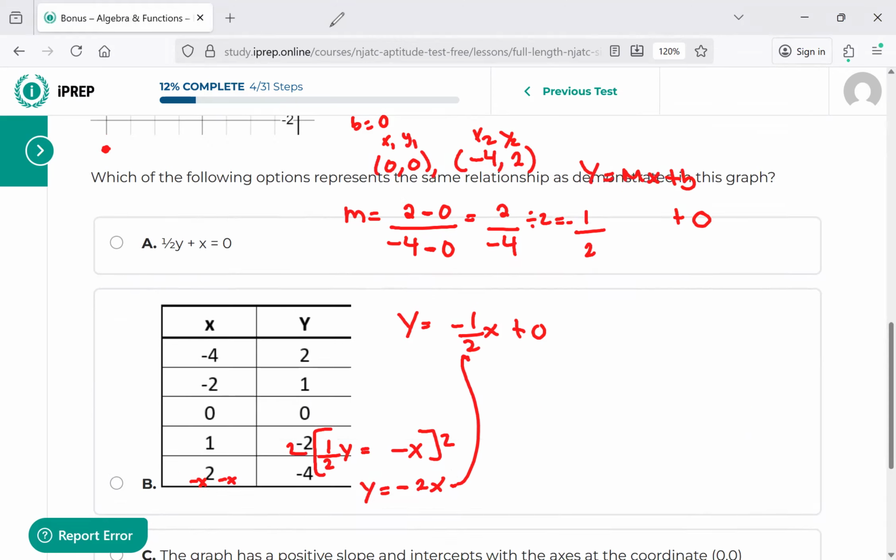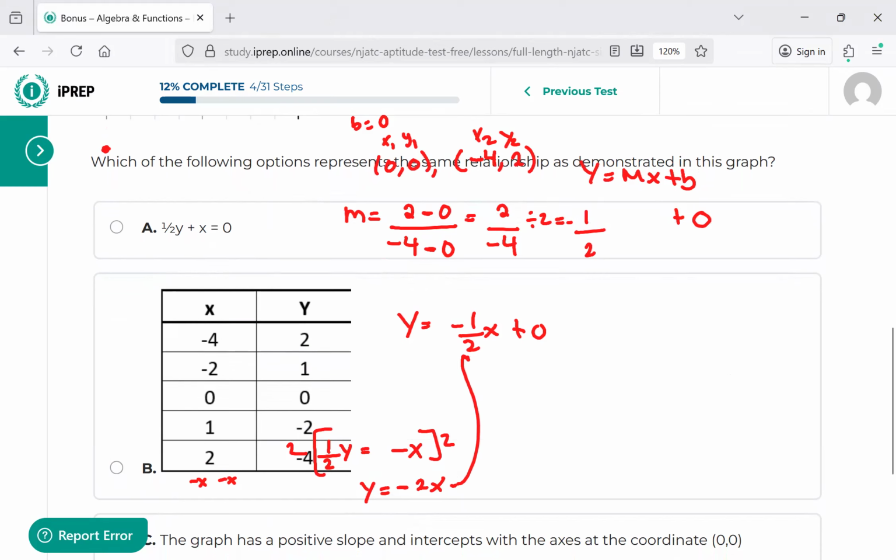What about B? So they give us a table and we have our equation, right? Our equation was y equals negative 1/2 x plus 0. So what you got to do is just plug some points. If it gives you the y value, it works. So let's try plugging in 4. Oops, positive 4. It's negative 1/2 times 4. What's negative 1/2 times 4? Negative 2. Wait, that means this is wrong because this is supposed to spit out negative 2. It spits out a positive 2. So no, not B.